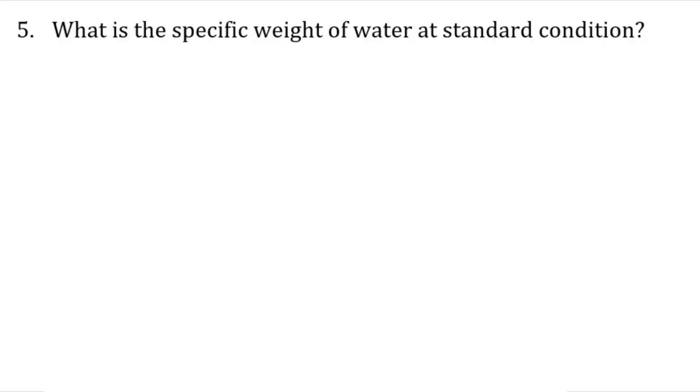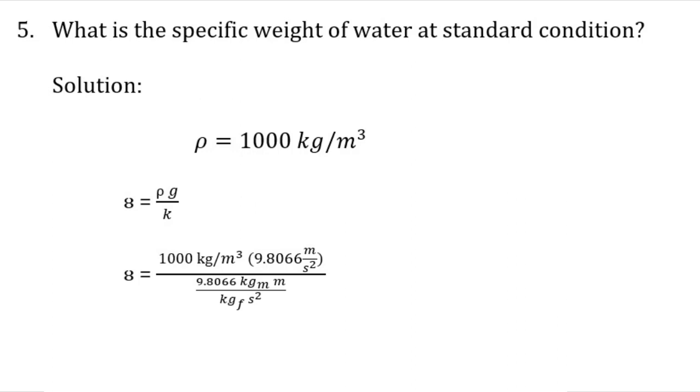Exercise number 5. What is the specific weight of water at standard condition? The standard density of water is 1,000 kilograms per meter cubed. To solve specific weight, we will use the formula that specific weight is equal to the quotient of the product of density and gravitational acceleration, and proportionality constant. Substitute the values, so we have 1,000 kilogram force per meter cube of specific weight.